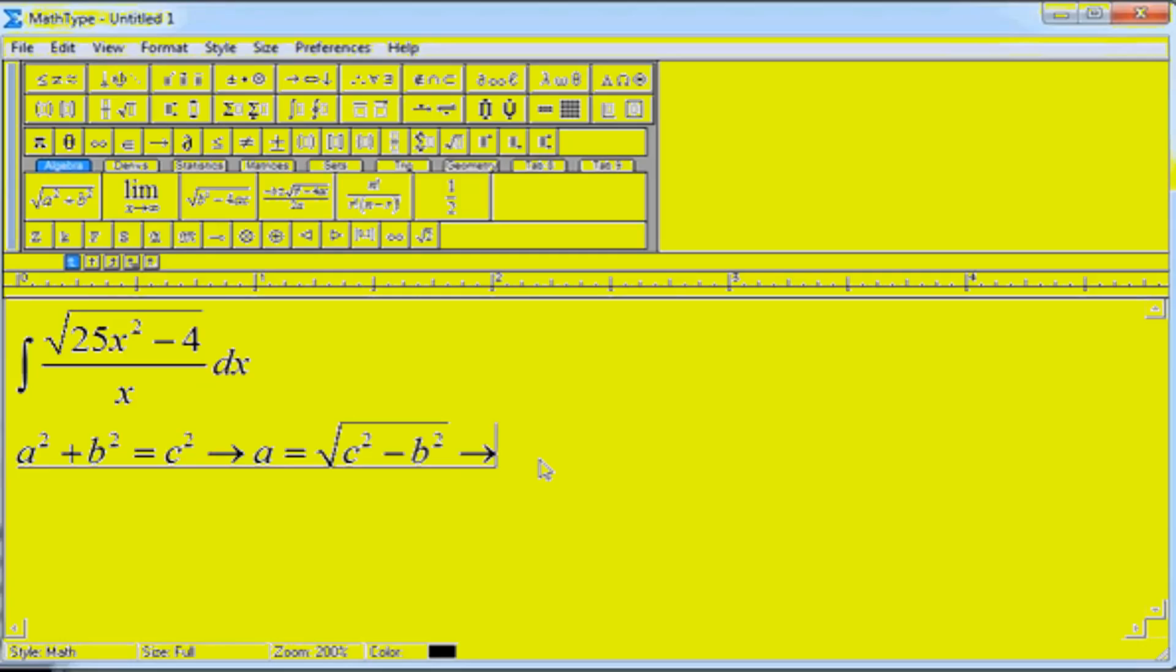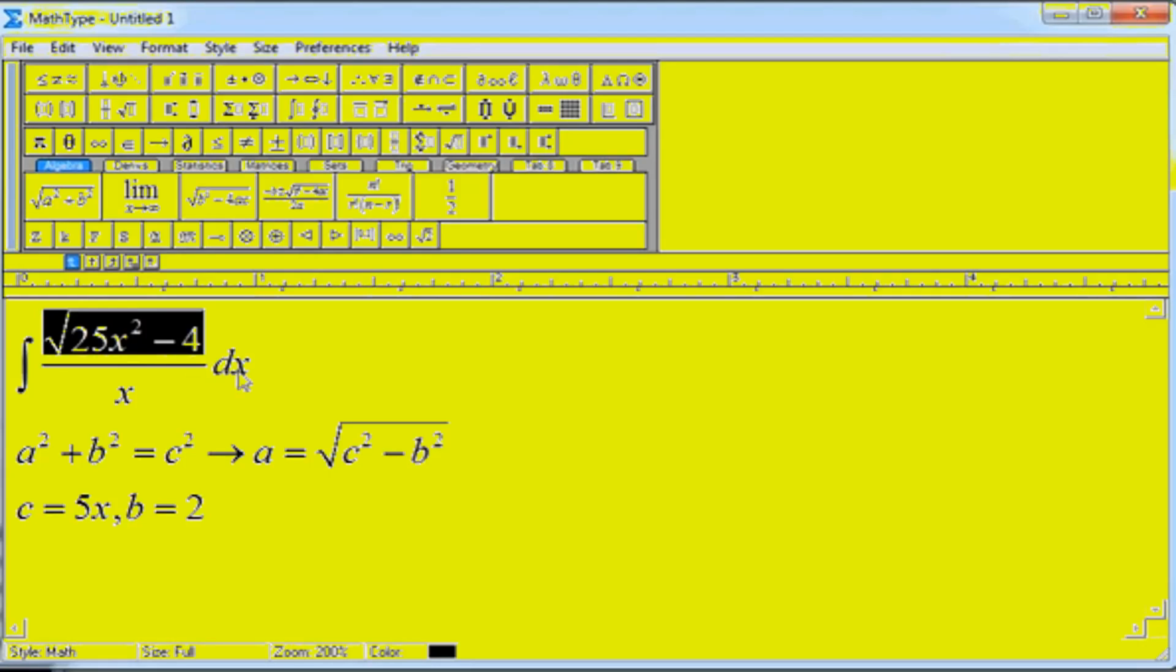So in our case, let's do a new line. c squared equals 25x squared, so c equals 5x, and b equals 2, because b squared is 4. So this is the logic behind this technique, or this method: you take this information, you say, alright, well, one of the legs is this square root, the hypotenuse is 5x, and the other leg is 2, and you have a choice to which one you choose. And here's what I mean.